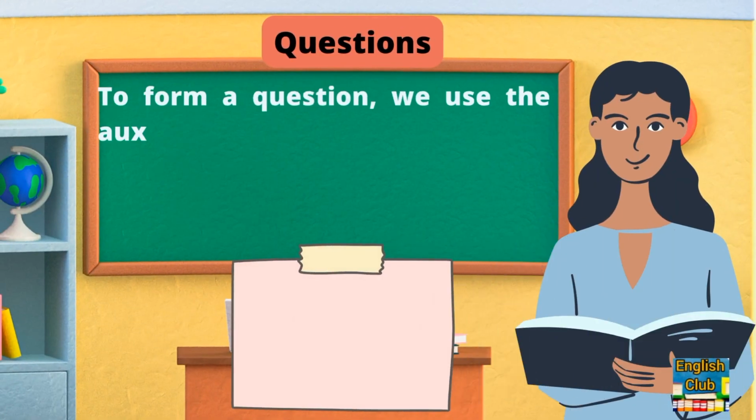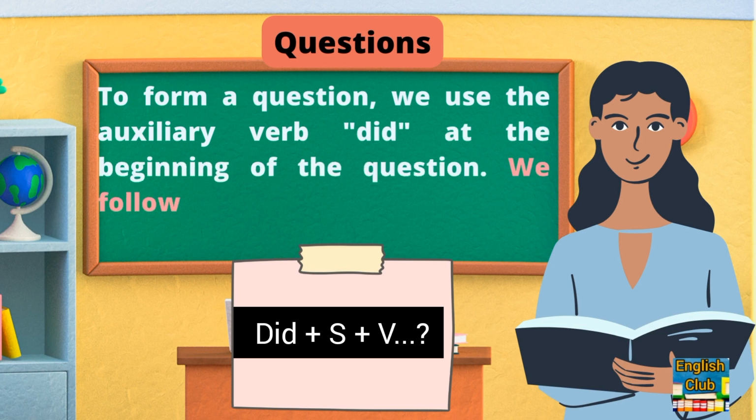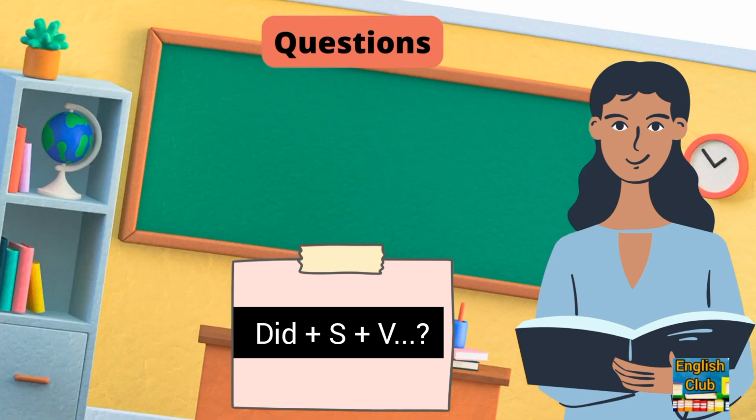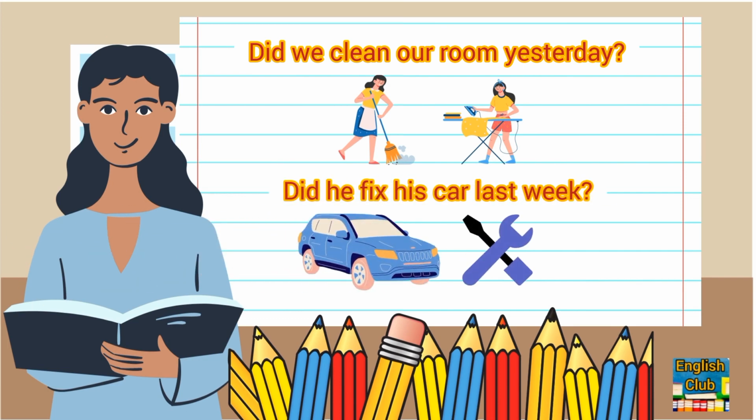To form a question, we use the auxiliary verb did at the beginning of the question. We follow it with the base form of the verb. Did we clean our room yesterday? Did he fix his car last week?